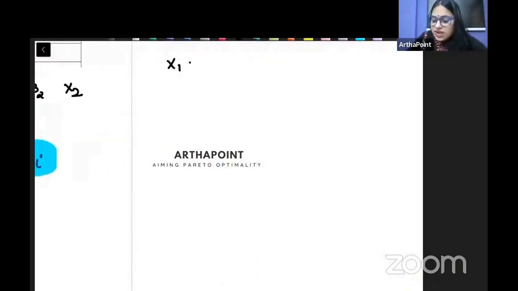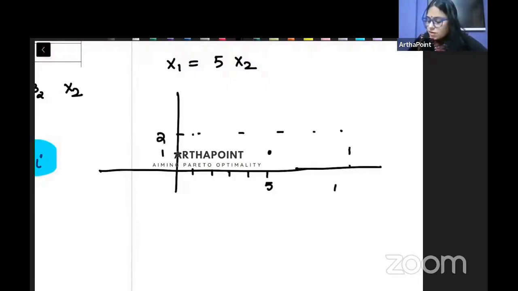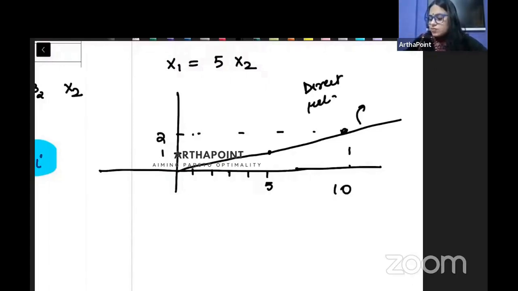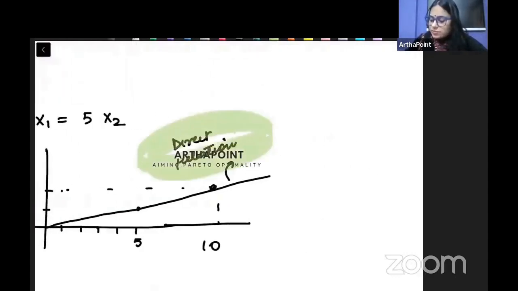When I tell you x1 is equal to 5 times x2 and I want to plot this, अगर मैं इसको plot करती हूँ, what will I get? When x2 is 1, x1 will be 5. When x2 is 2, x1 will be 10. So this is a direct relation. So this is perfect multicollinearity.